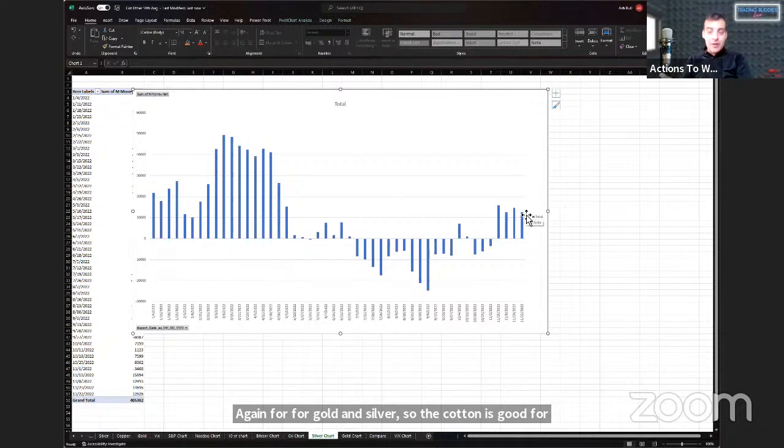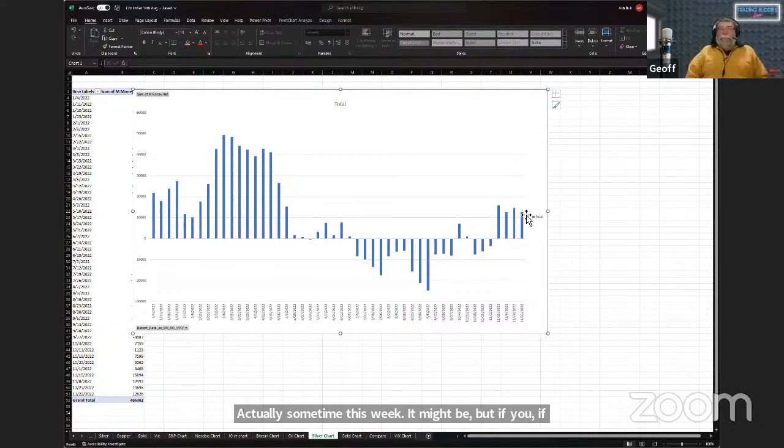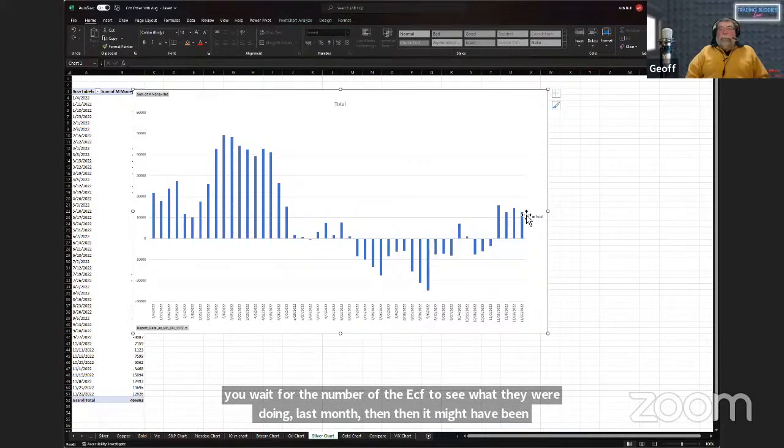Now the fundamentals, to me, would suggest inflation high, yields coming down, i.e. the US pausing or at least slowing interest rates, gold long. So those things start to match up. If those ETF traders start to come in, I would suspect it's going to fly. The problem is, if you wait for that number, which I don't think is going to be reported until sometime this week, if you wait for the number of the ETFs to see what they were doing last month, then it might have gone already. It's too late. Yeah, it could be too late. So you're kind of anticipating the move with gold.